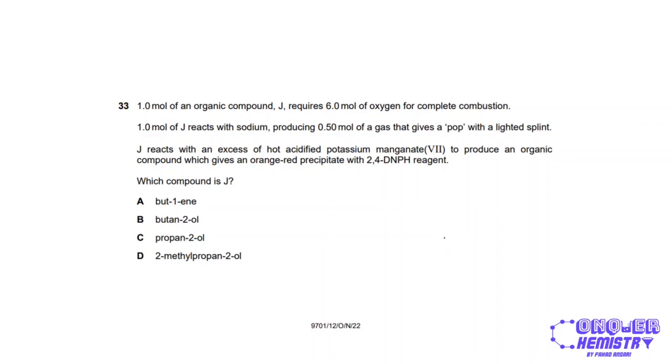All right, so now over here we have 1 mole of an organic compound J that requires 6 moles of oxygen for complete combustion. Let's take a look at this question. It says 1 mole of J reacts with sodium, producing half a mole of a gas that gives a pop with a lighted splint. So that means this gas that gives a pop with a lighted splint is obviously hydrogen. And there are only 2 functional groups that react with sodium to give you hydrogen gas. That could either be an alcohol or a carboxylic acid.